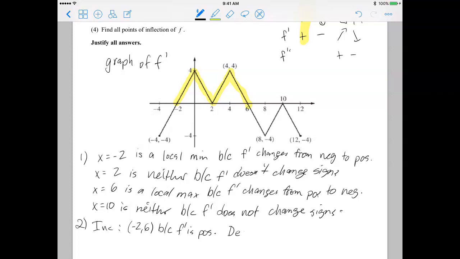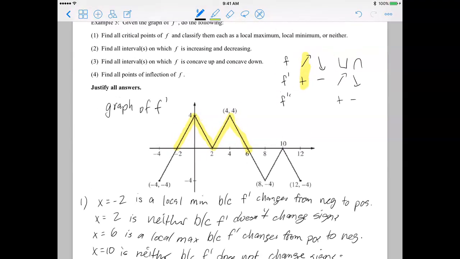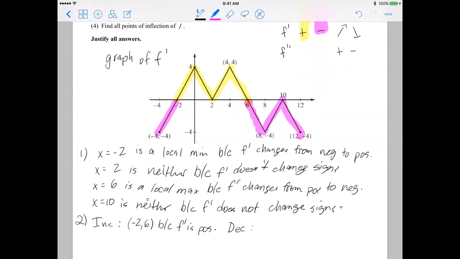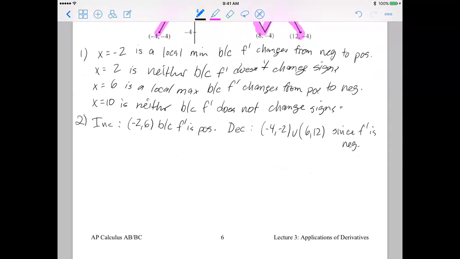Okay, and then I want to say, when is f decreasing? Well, f is decreasing whenever f prime is negative, and that's what you can see right here from the chart. And so that's going to be here and also in those sections. Okay, so I'm going to write down from -4 to -2, and also from 6 to 12. And again, the justification is going to be since f prime is negative. Remember, you want to always argue through what you are given. We are given f prime, and so that's how I need to argue my stance on that particular part of the problem.